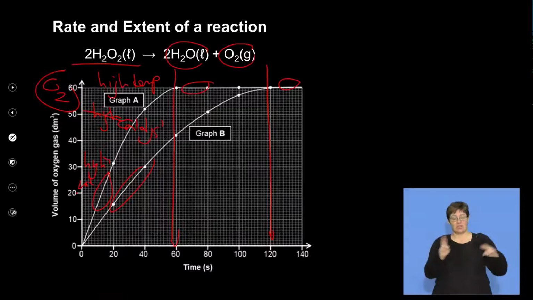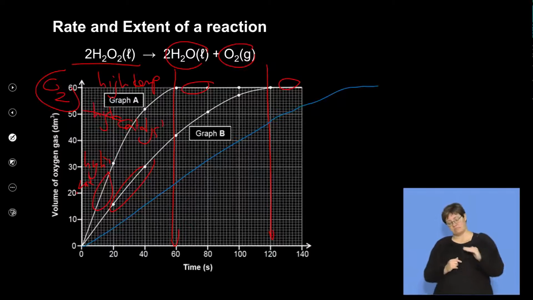Now, just be clear about this. Recognize the graph could be different. If they asked you what would happen if the temperature was colder, well, you'd need to draw a graph with a lower gradient. And it might only go up to there.